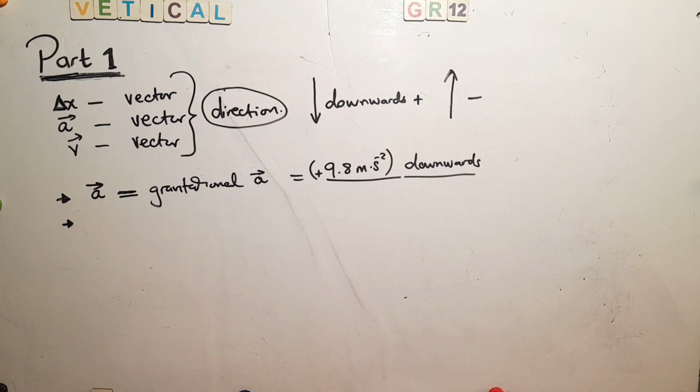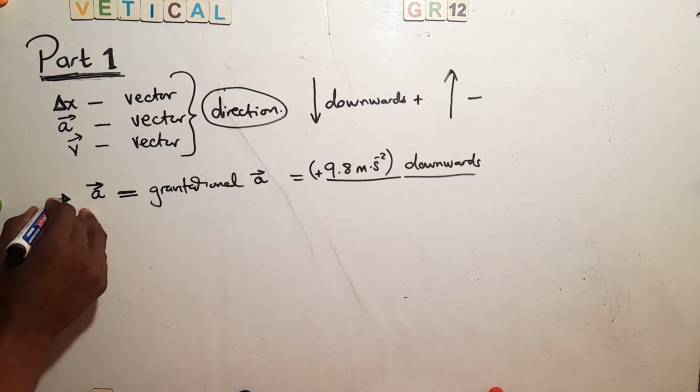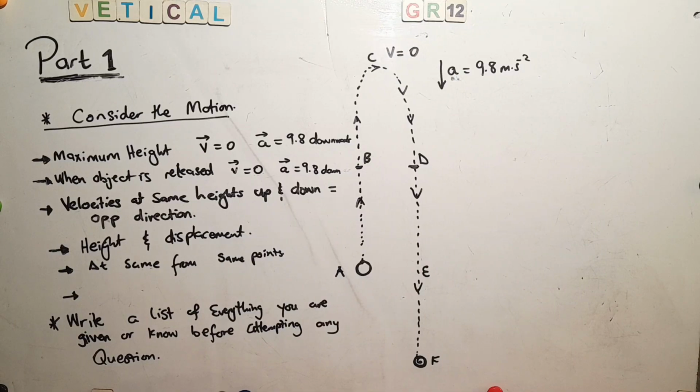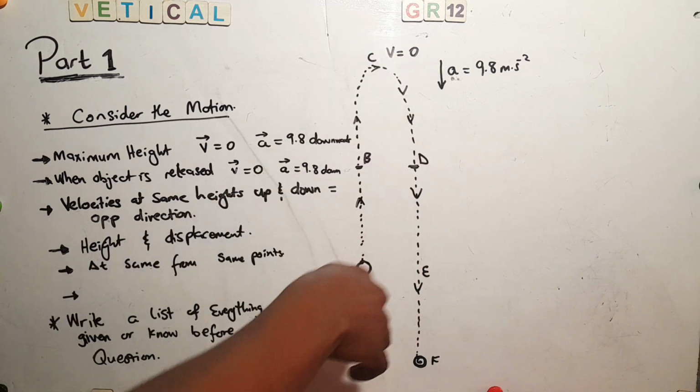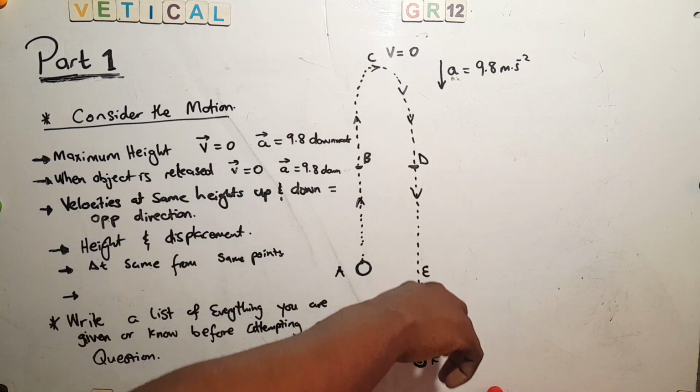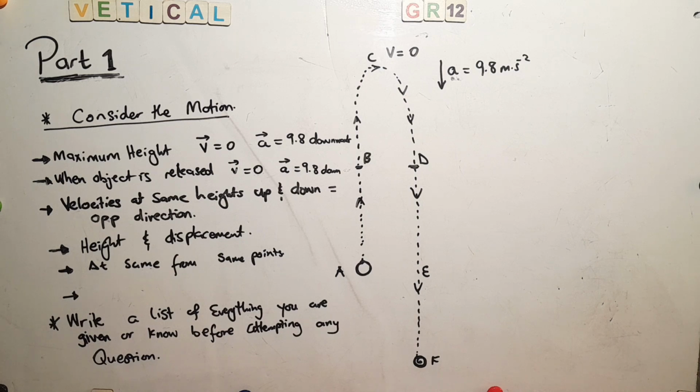So something else that is important when we're dealing with vectors: these are simple notes that I will just write here, and then I will explain how you have to tackle everything when you are dealing with vertical projectile. So this is a list of some of the stuff I've written down. Let's consider this motion of this object from A up to C, D, E, and F there.